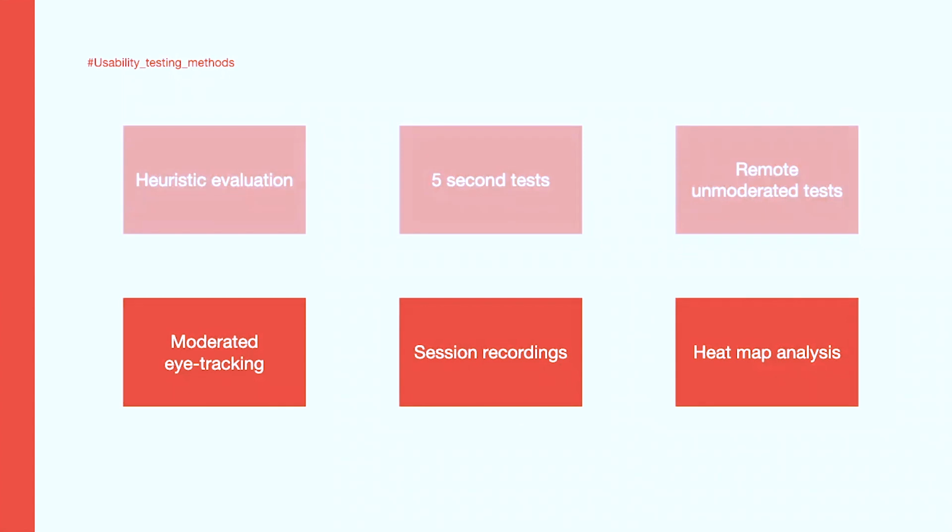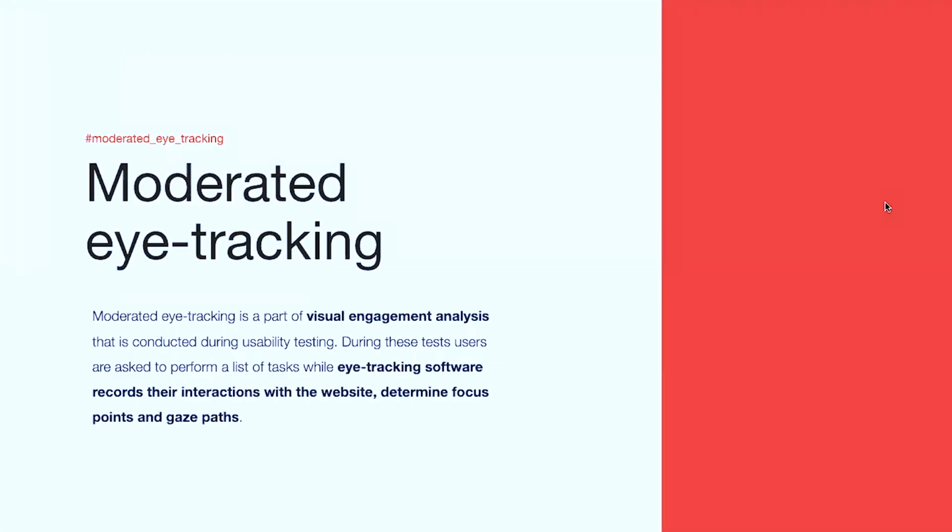Yeah, I will take over with more visual stuff, visual analysis, which is not only very interesting to do, very insightful, but also looks great in presentations and in some reports. So we will start with moderated eye tracking, which is a visual engagement analysis conducted during usability testing. During this test, by using eye tracking software, we are able to record interactions with the website. We can see the focal points, we can see the gaze paths, and so on.